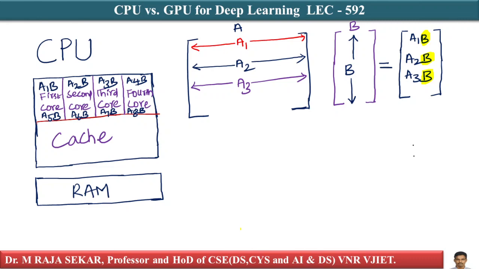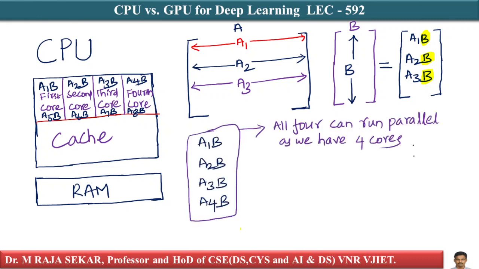What does a GPU do? A GPU is very different. This is how a CPU operates. Let me finish the CPU here itself. At any one instant of time in the case of a CPU, A1B, A2B, A3B and A4B are being run parallelly. All 4 can run parallelly because I have 4 cores.